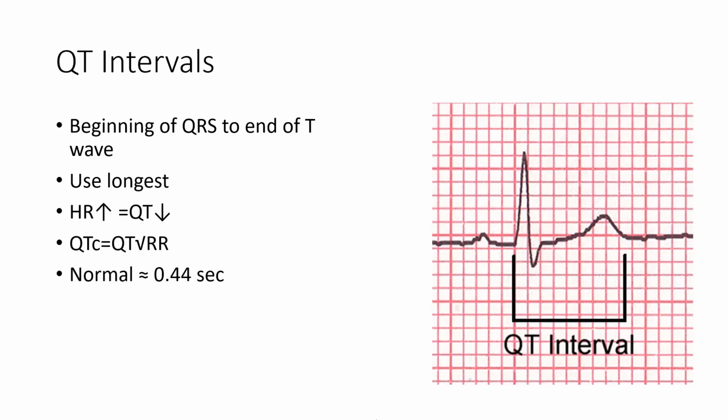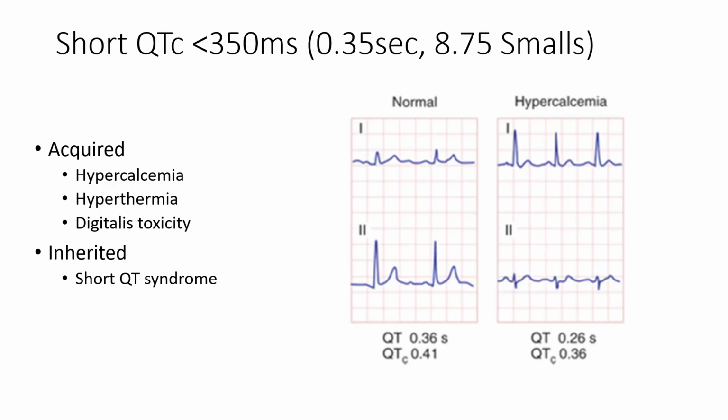We can take the measured value and plug it into Bazett's equation so that the corrected value will be the measured QT divided by the square root of the R to R interval. Usually the computer program can do that for you fairly nicely. Now there's no true normal range because of variability, but to hang my hat on a value to give me a sense of what's really high and really low, I like to say that 0.44 seconds is kind of an anchor value, so that prolonged values are going to be in the 0.5s, 0.6s, 0.7s, and it is possible to have a short QT interval.